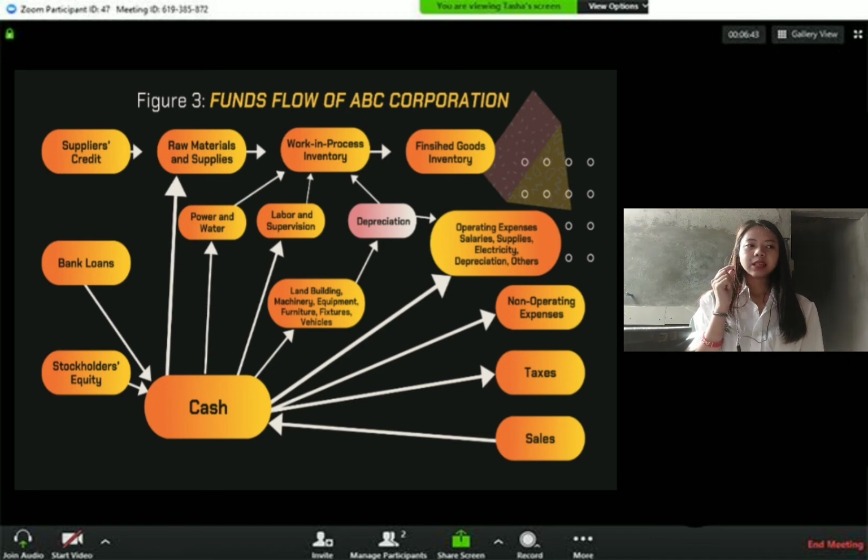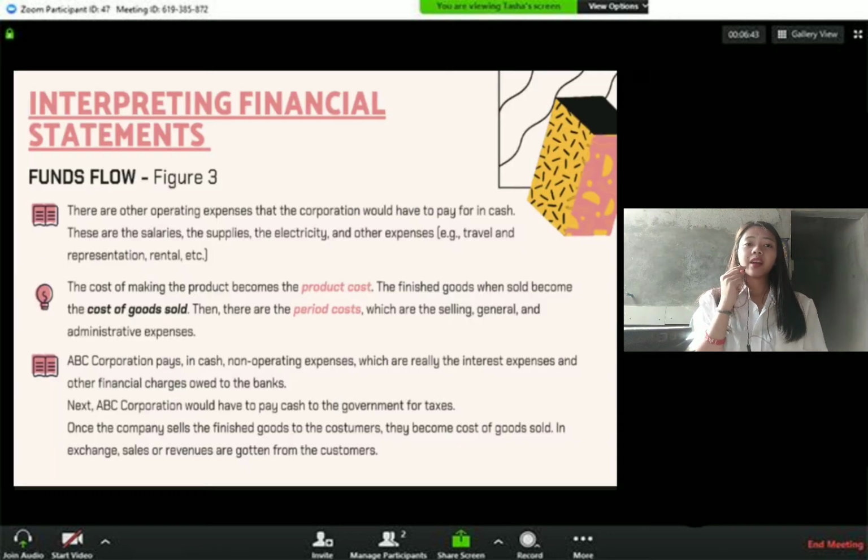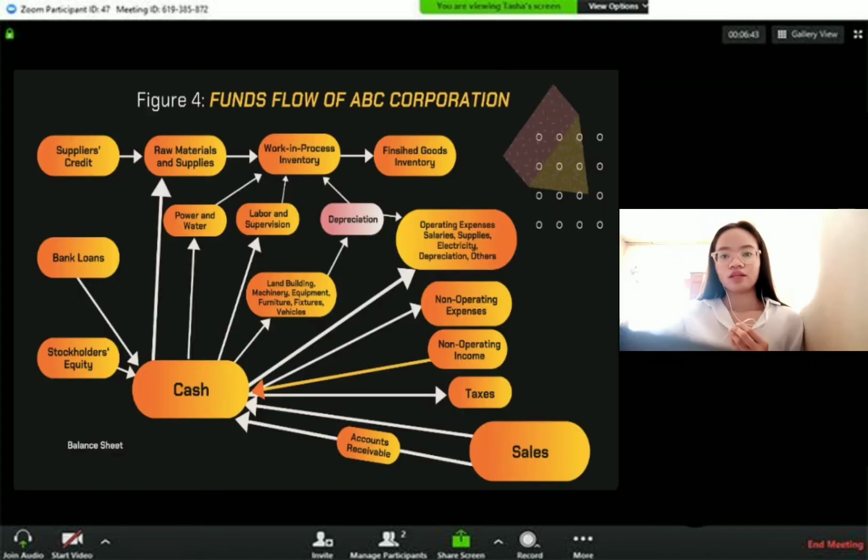Once the company sells the finished goods, they become the cost of goods sold. In exchange, the sales or revenues are gotten from the customers. In figure 4, we will notice that some customers will pay in cash, so the sales and revenues go back to the cash amount. Some customers would want to avail of credit. Unpaid sales become accounts receivable, and when the customers finally pay, the amount of accounts receivable transforms back into cash.